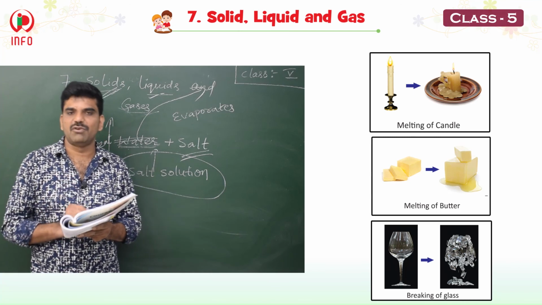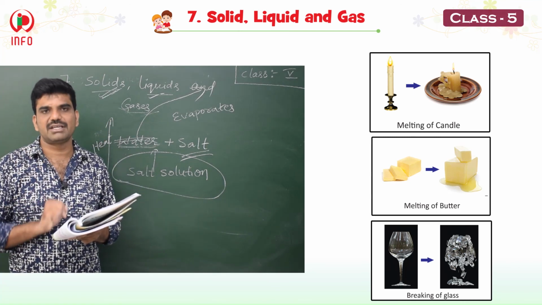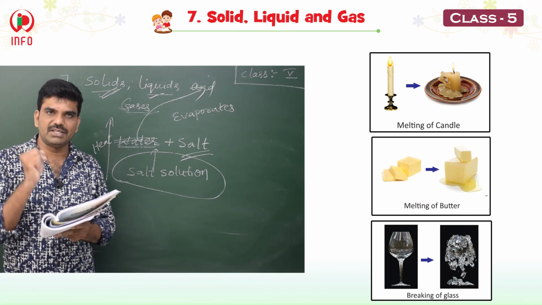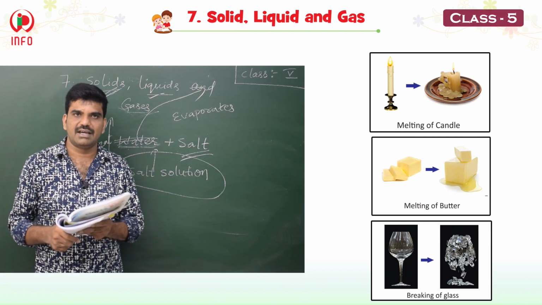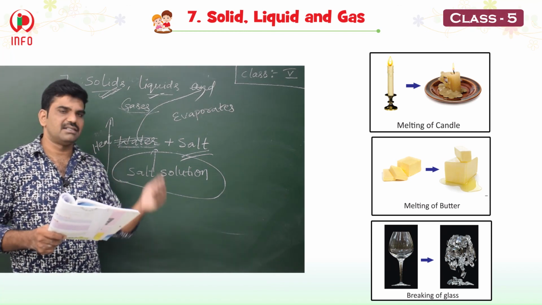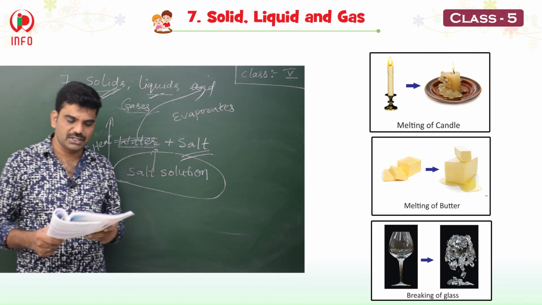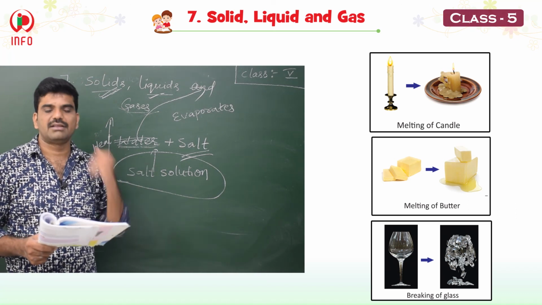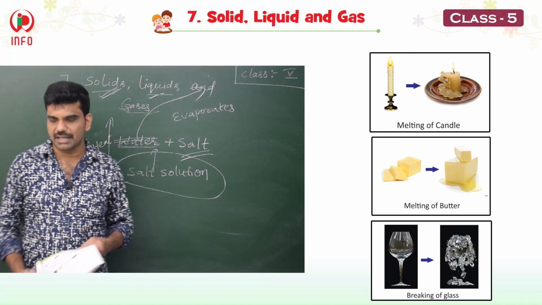So because of motion, temperature and pressure, there will be changes in the state or in the shape. All these changes are physical changes and these are temporary changes. Okay, children? Now let's go for the other change, which is the chemical change.